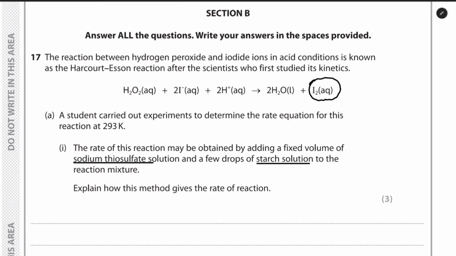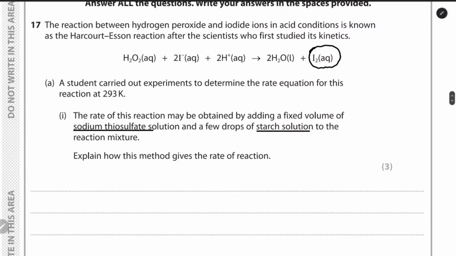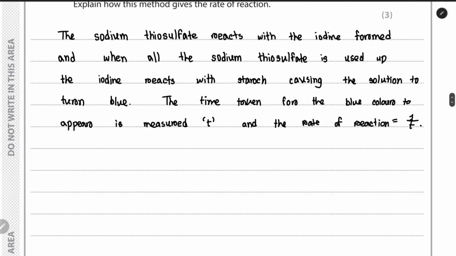So we'll be able to observe a blue solution, or the solution turned blue after some time, and by finding the time taken for this blue solution to appear, we can find the rate of the reaction. The rate will be 1 divided by the time taken for the solution to turn blue. This is the rate. So this is how we write down our answer.